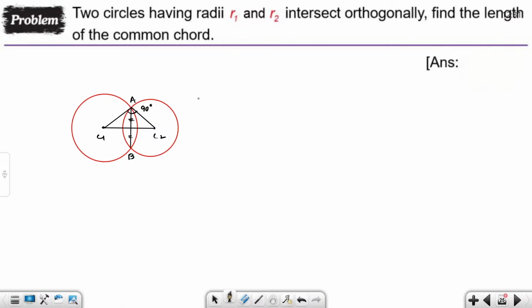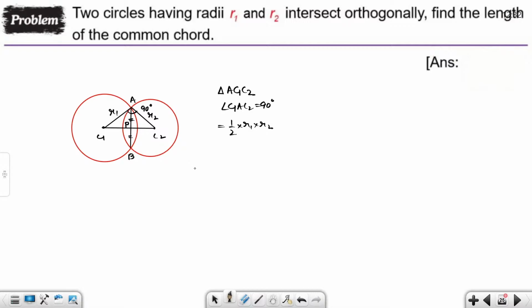So now tell me one thing. This is the radius R1 and this is the radius R2. I have to find out the length of AB. Let me say the point where it intersects the line joining the two centers is P. Now, what is the area of the triangle AC1C2? As angle C1AC2 is 90 degrees, the area of triangle AC1C2 is half into base into height. This is one way of finding the area.